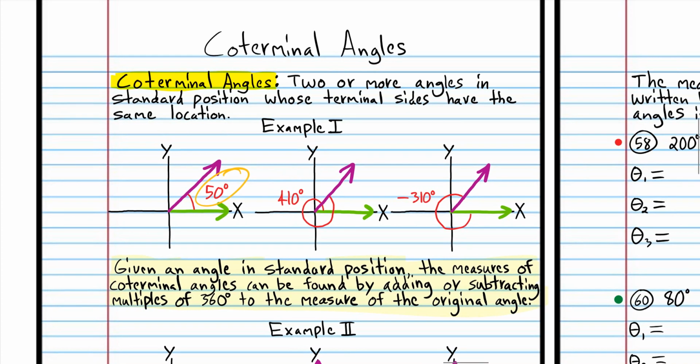But you can also rotate in the other direction. You can rotate in the clockwise direction by subtracting 360. If you subtract 360, you go in the opposite direction and you'll get to negative 310. So these are all coterminal angles because the purple terminal side is in the same position.